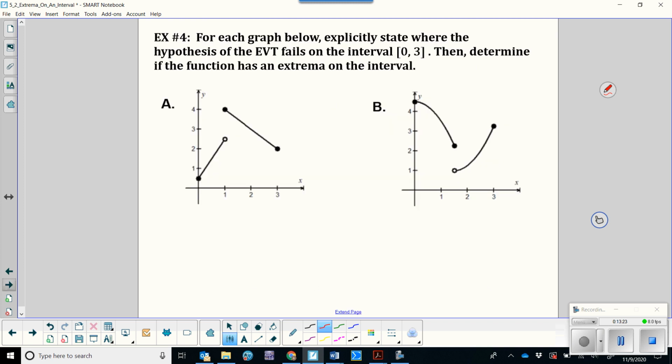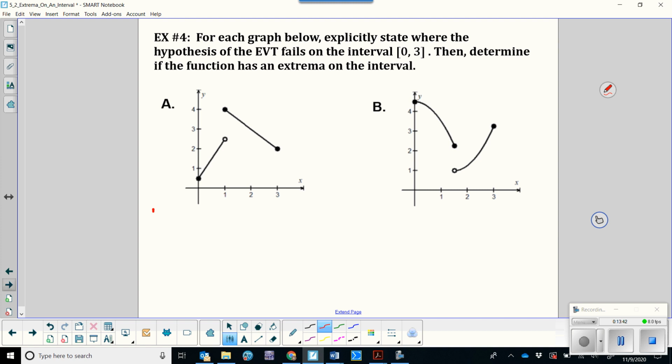So here we're going to say, when does this theorem not work? Why does it not work? And then see if we have extrema. So the theorem may not be able to apply, doesn't mean we don't have a relative max or an absolute max or min, but to say that we have to have them, the function has to be continuous.